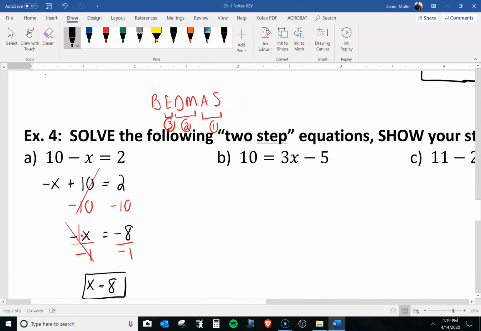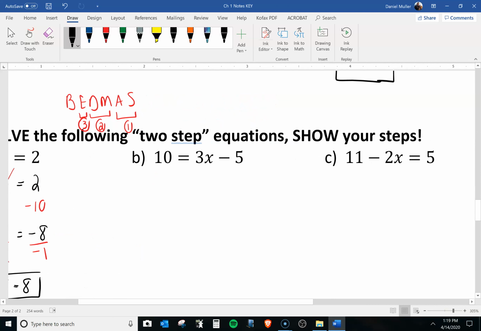Moving on here, we've got 10 equals 3x minus 5. It's already in a good order. First, we're going to get rid of any addition or subtraction. So there's a subtraction here, so I will get rid of it by using addition. And whatever you do to the right, you got to do to the left. So there's an equal sign. Now on the right, those are gone. So I'm just left with a 3x. On the left, I get 10 plus 5, which is 15.